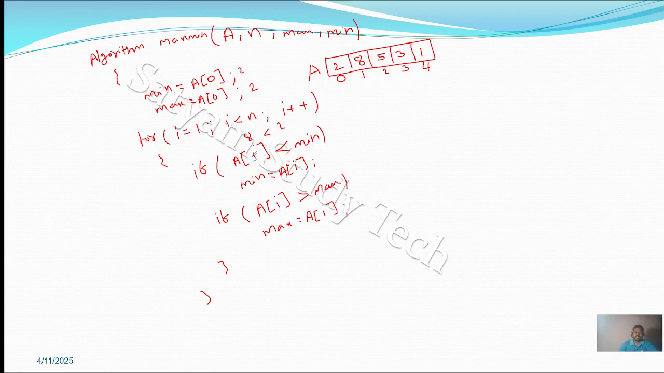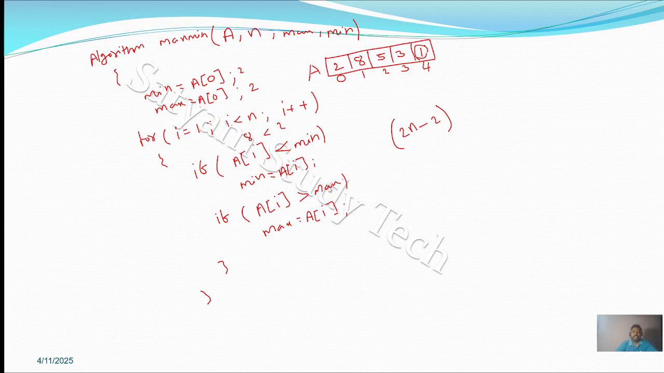The next element is A of 2, and you compare it with the minimum. Then the third element, and finally the last element, where 1 is the minimum. Ultimately you find the minimum element. Like that, you can also find the maximum element in this straightforward method. How many comparisons are needed? 2n minus 2 comparisons are needed for the straightforward method.